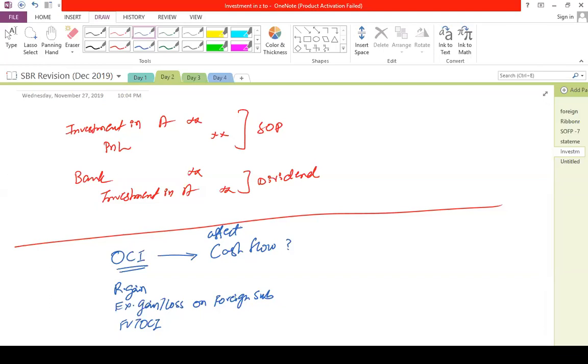Hannah thinks that it should not affect. Hina is also saying no. Abdullah is also saying no. Ahmed Nabi is also saying no. So exactly, there is no impact of the OCI on the cash flow statements. So we simply ignore that impact while making the cash flow statement.